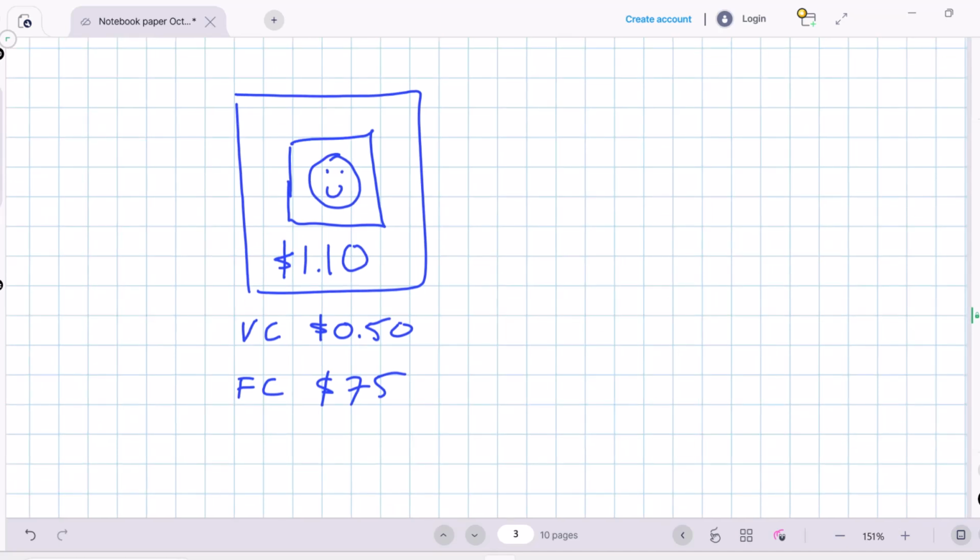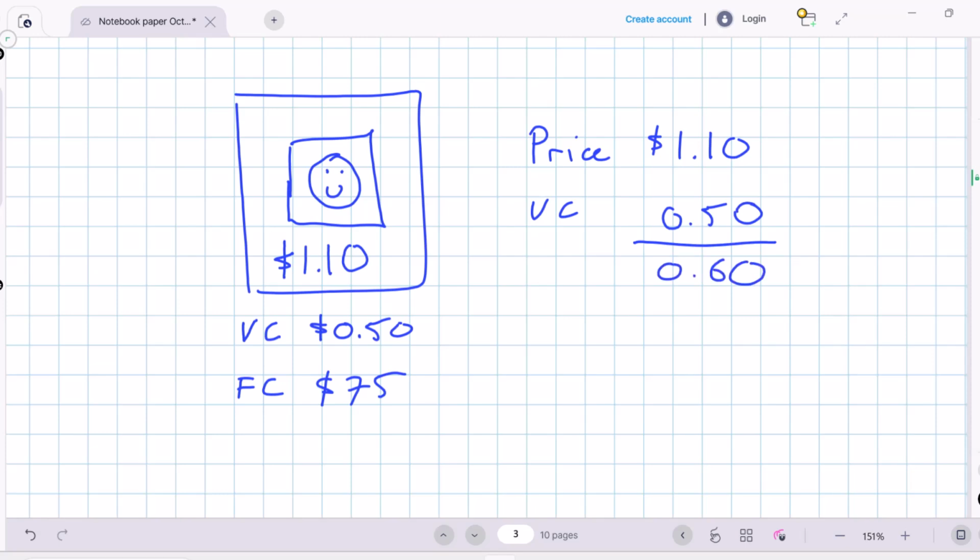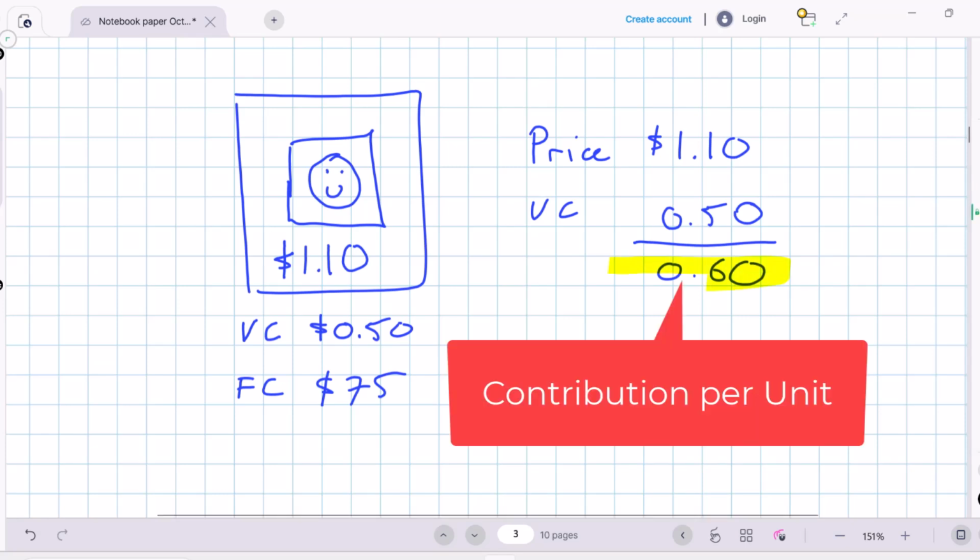I know my selling price. That's $1.10. I know my variable cost per unit. That's 50 cents. The difference there, what's left over, is 60 cents, $0.60. Guys, this is the idea of contribution margin. It's the selling price minus the variable cost.